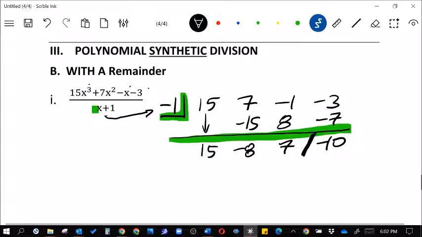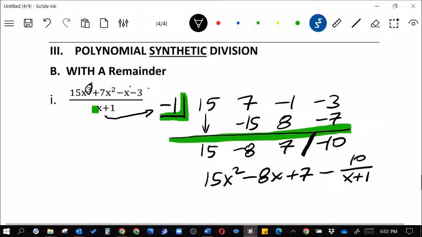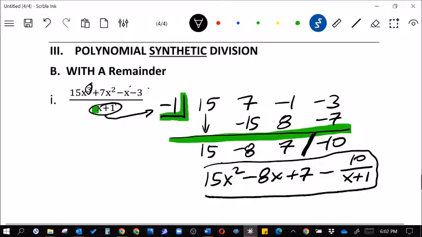This is not an exact factor, so we'll have to put the remainder in there as a fraction at the end. But we go from a degree of 3 to a degree of 2: 15x squared minus 8x plus 7 minus, and we'll put the 10 over the original divisor. Notice it's the original one. It's not with a -1. It's the one with the +1. And so our final answer has to include that in it. If there is a remainder, you do it that way.